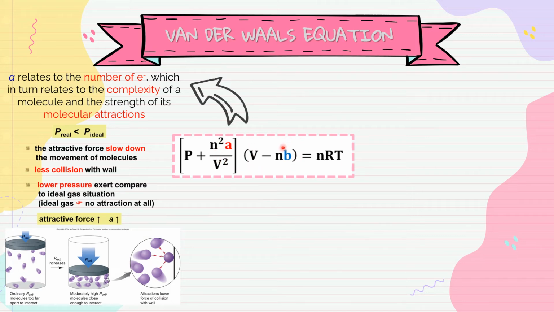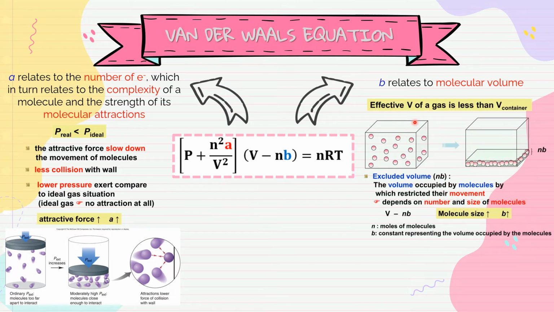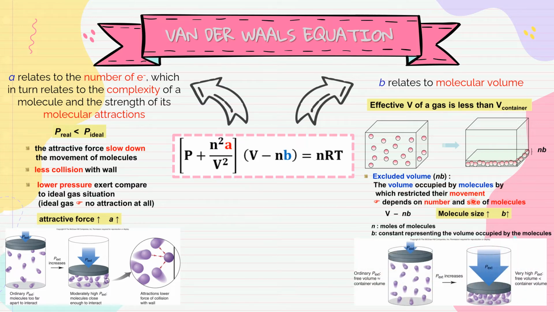Now, yang kedua kita akan tengok, parameter yang kedua kita betulkan volume, yang mana kita introduce constant B. So, constant B is put over here untuk betulkan, to correct the volume occupied by the gas molecules. Okay, so B relates to the molecular volume. So the effective volume of a gas is less than the volume of the container. So, the excluded volume and B, the volume occupied by the molecules which restricted the movement. So, depends on number and size of molecule.